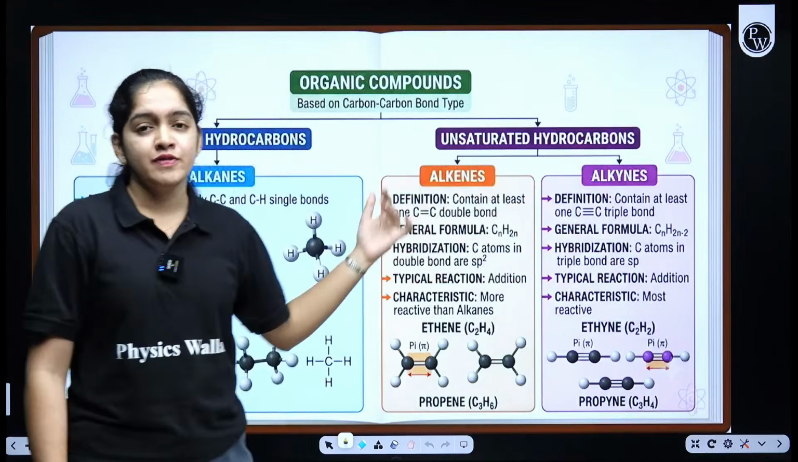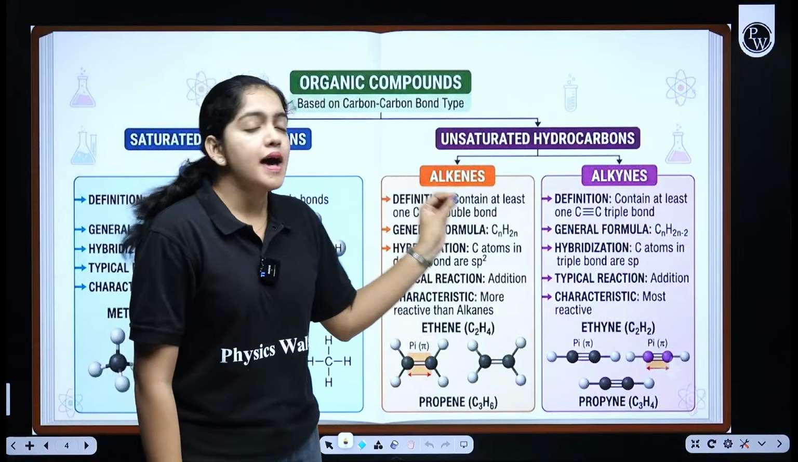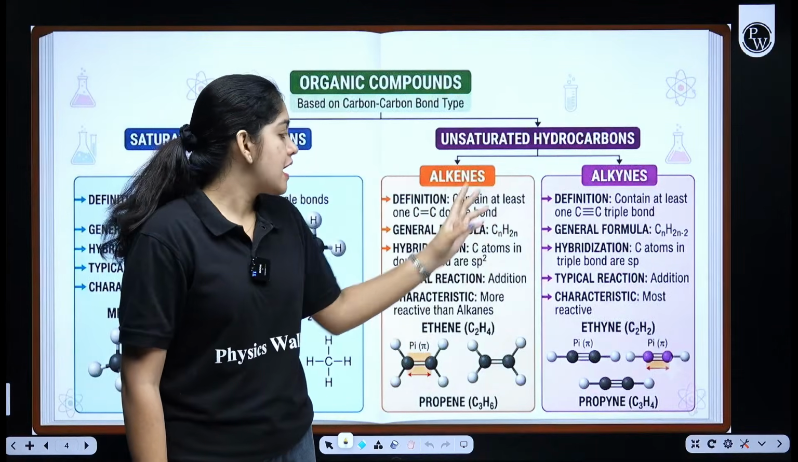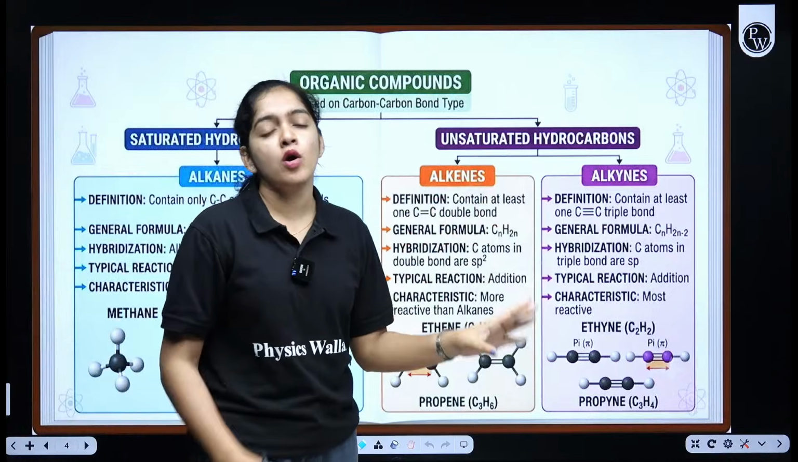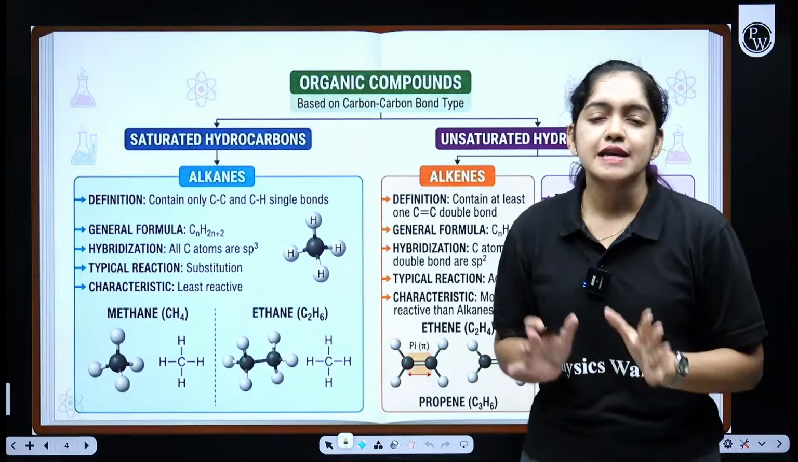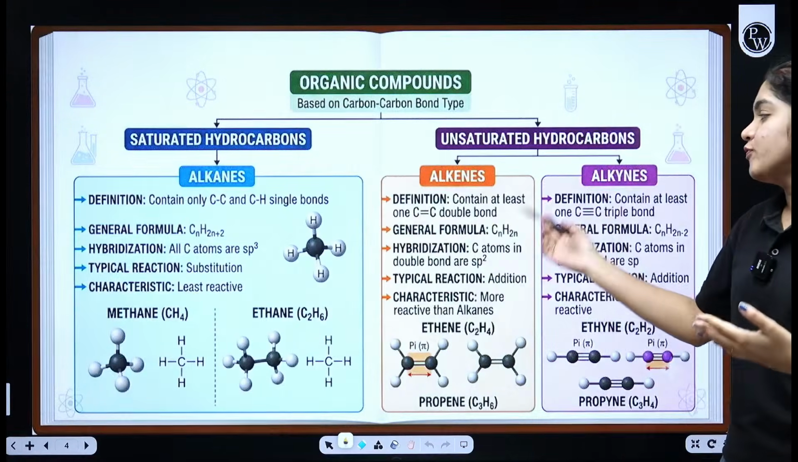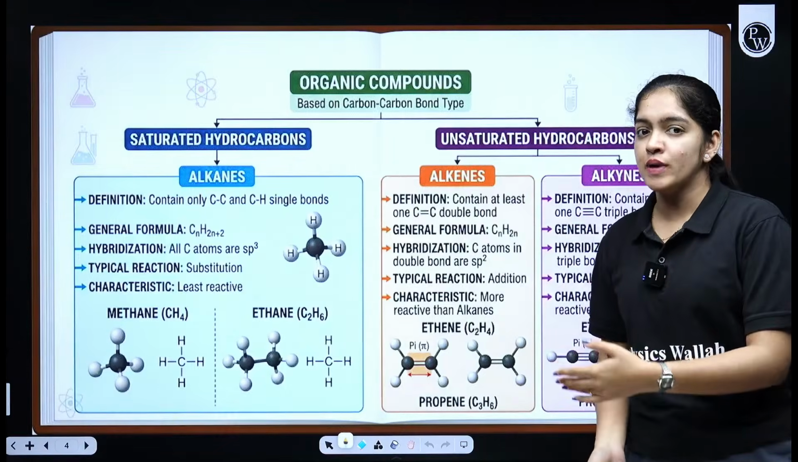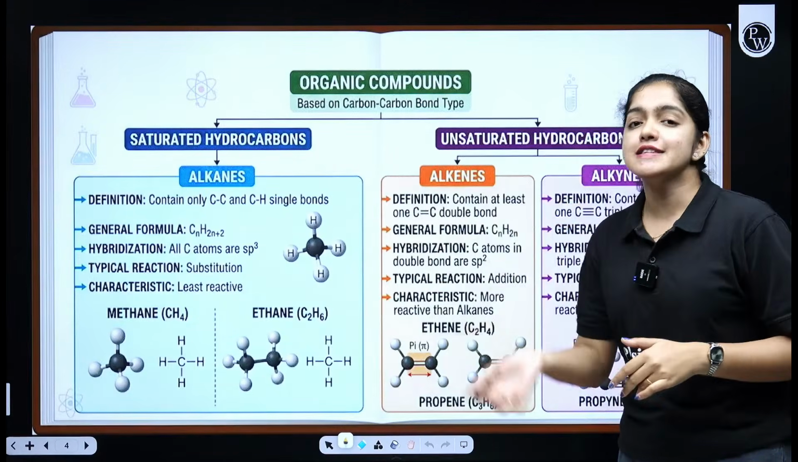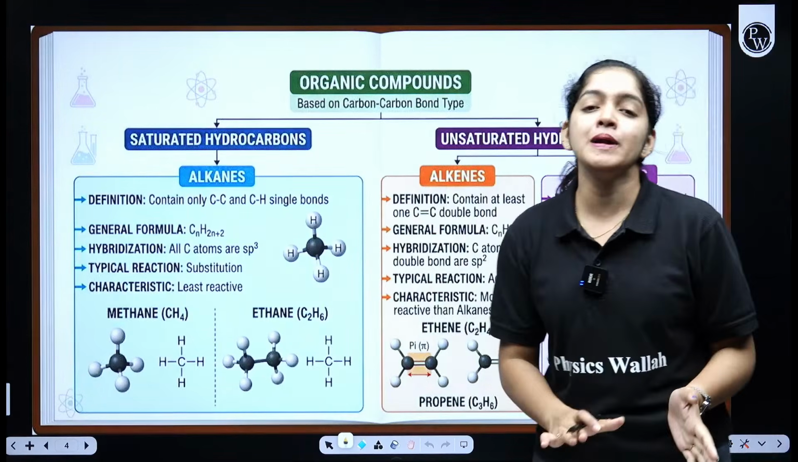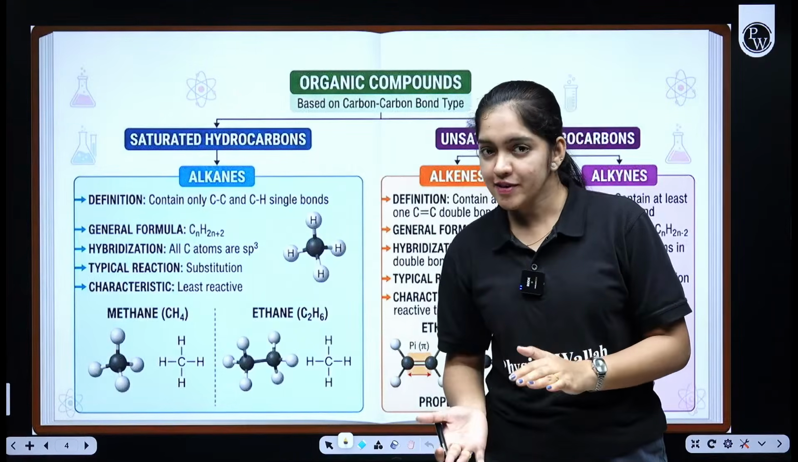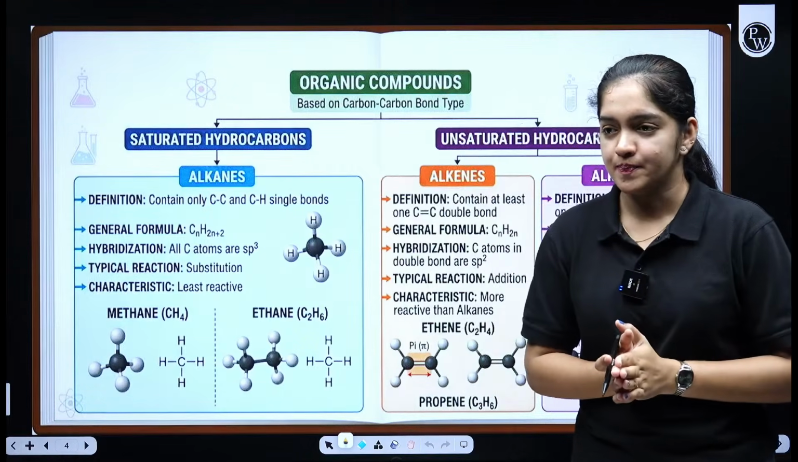So, we can check the definition. The definition of alkene. Carbon contain at least how many bonds? At least 1 C double bond C bond. That is double bond. And the general formula that we can learn in detail, the general formula will be carbon n times, hydrogen will be 2n times. That is the double the number of carbon. Hydrogen will be the double the number of carbon atom.